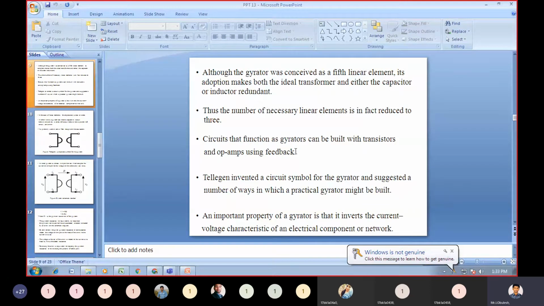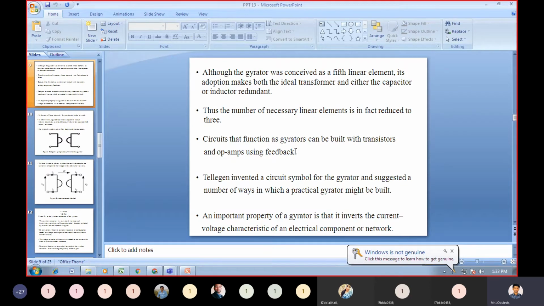Tellegen invented a circuit symbol for the gyrator and suggested a number of ways in which a practical gyrator might be built. This intelligent scientist invented a circuit symbol for the gyrator and he suggested a number of ways in which a practical gyrator might be built.